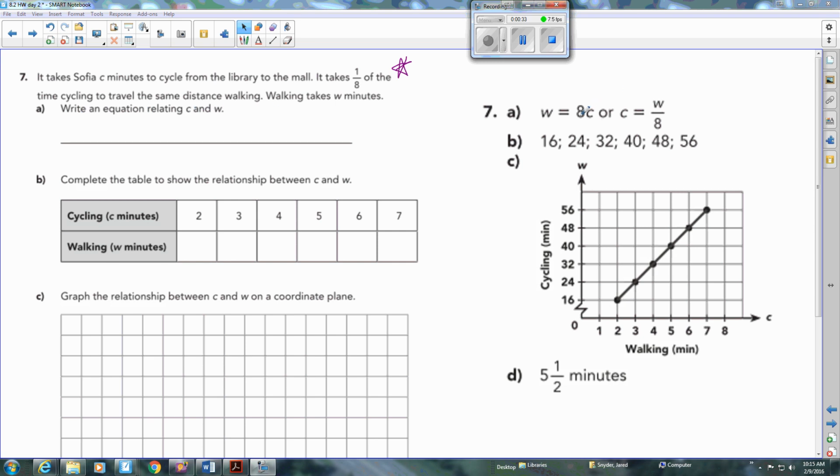So if you times 8 times the amount of cycling, that'll give you the walking time. Or you could take the walking time and divide it by 8, and that'll give you the time cycling.